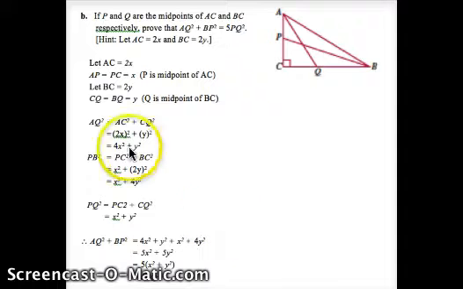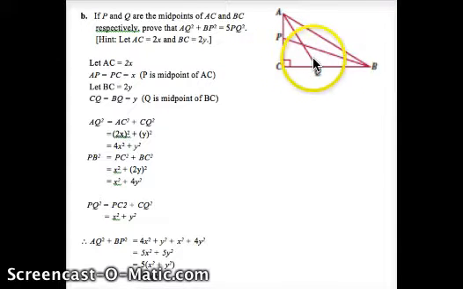Now in part B of this question, we are told that P and Q are the midpoints of AC and BC respectively. In other words, P is the midpoint of AC and Q is the midpoint of BC.